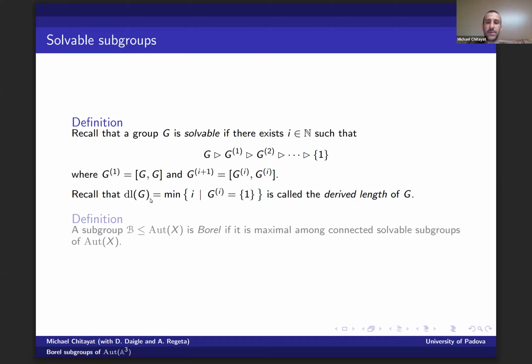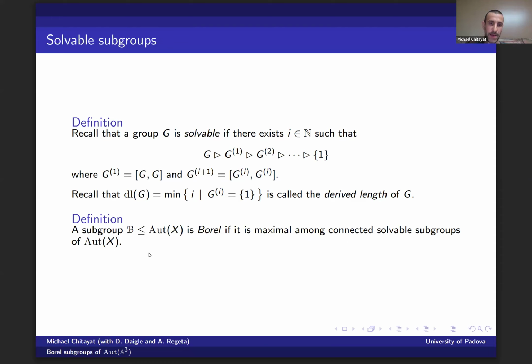And you can define the derived length of G to be the minimal i such that the ith derived subgroup is the identity. Basically, we're just preventing taking commutator subgroups of the identity over and over. Such a thing is called the derived length of G, and I will write it as dl(G). And now I have everything I need to define what it is for a subgroup to be Borel. A subgroup B in Aut X is Borel if it is maximal among connected solvable subgroups of Aut X.